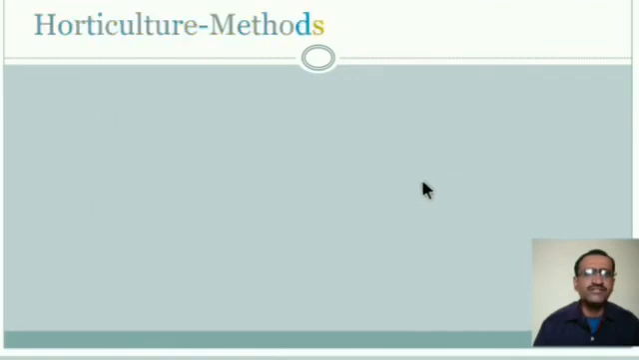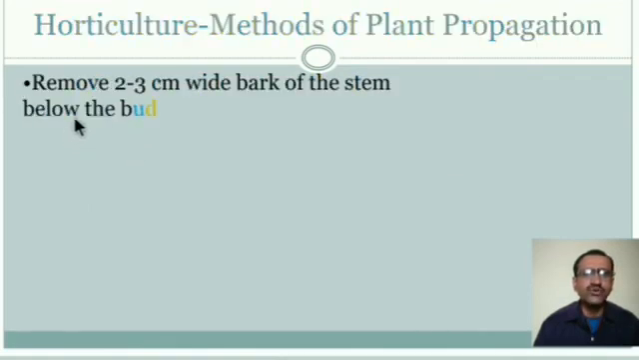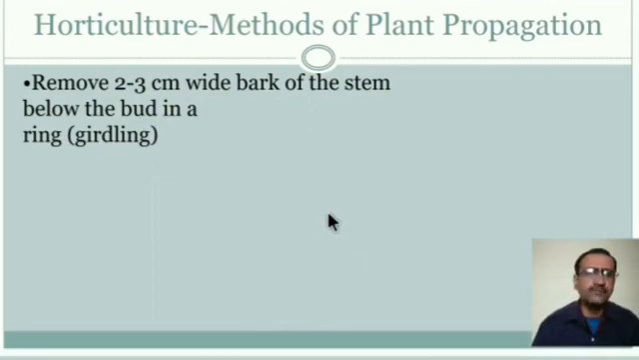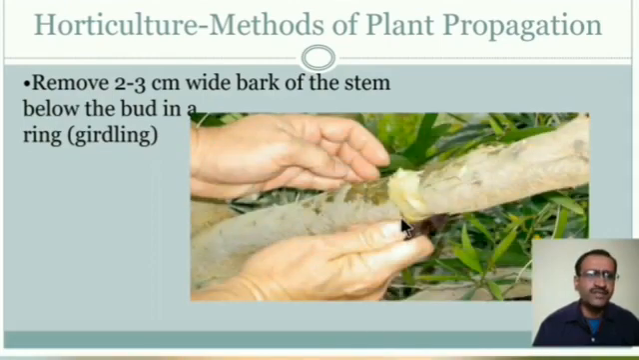Second, remove a 2 to 3 centimeter wide bark of the stem below the bud in a ring. Okay, as we saw in SYBSC, the ringing experiment. Like that, only the ring can be removed from that stem. Such a type of ring is removed from the stem.